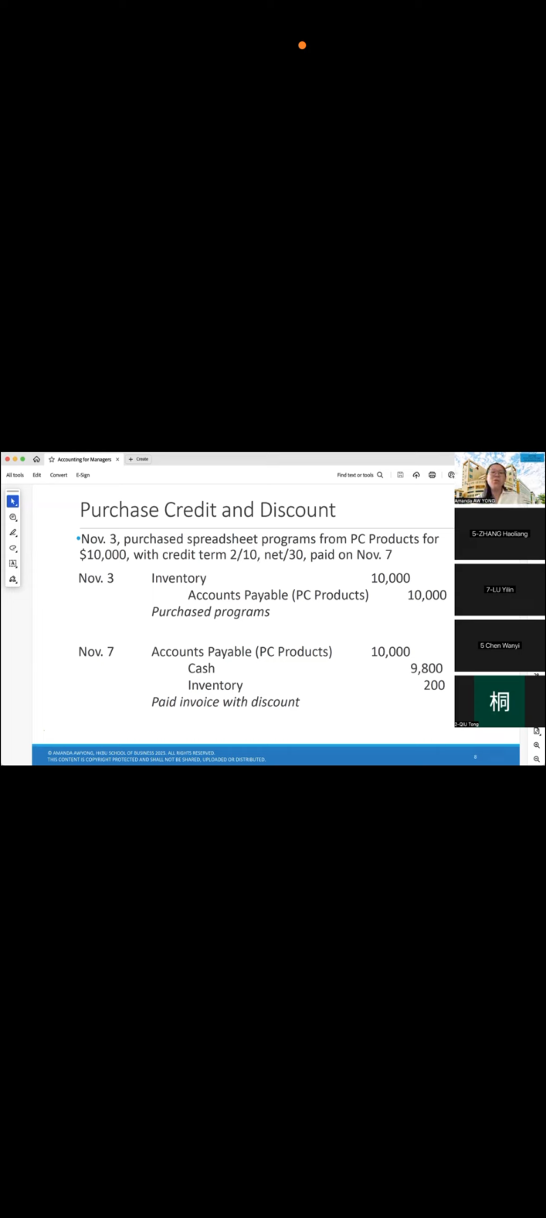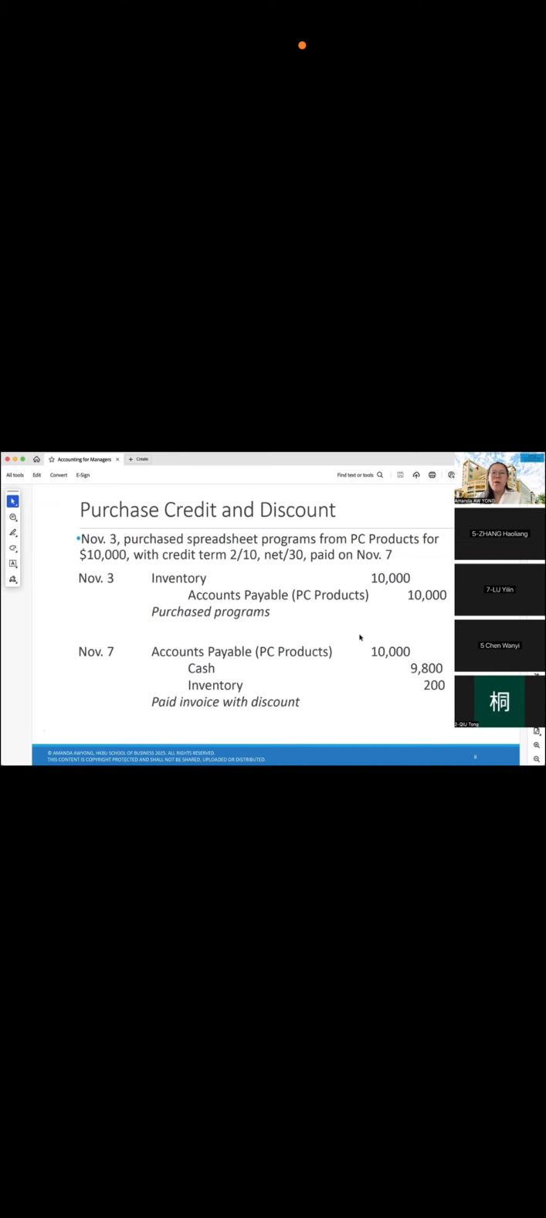There are two kinds of journal entries. The first would be to record the increase in inventory, right? You purchase spreadsheet programs and that's going to increase your inventory, right? So I'm going to debit inventory, $10,000, credit accounts payable, $10,000. Okay, because on 3rd of November, I have yet to pay up the price for the inventory. And so I'm going to credit AP to remind myself to pay later on.